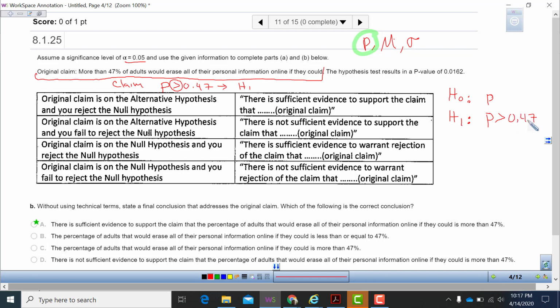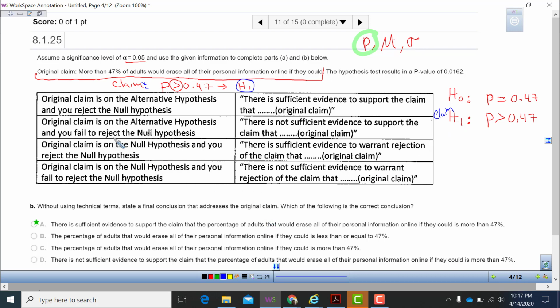And the null hypothesis only contains equality. So don't ever write any other symbol different than equality. And the claim is right here. Look, the claim is on the alternative hypothesis. So this is the claim. Now, how do you decide how to work the conclusions?